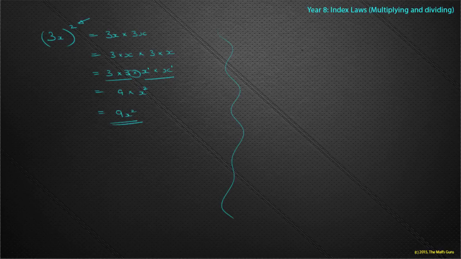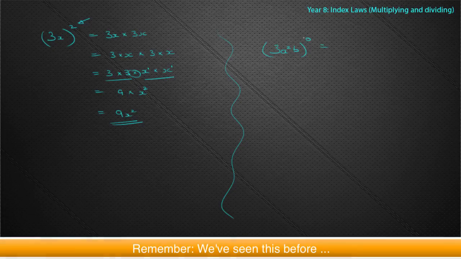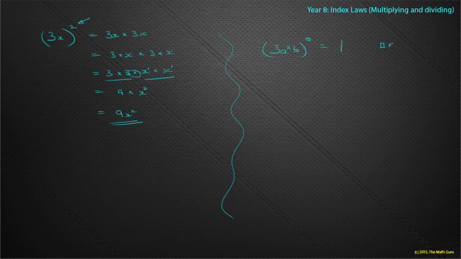Should we throw in a trick? Absolutely. Let's have 3a squared b in brackets to the floaty 0. Wonder what that means. Hold on! Alert! Trick! Big fat trick alert! What do we know anything to a floaty 0 is? Abso-positive-alutely. Anything to the floaty 0 is 1. Big fat trick. Anything to the floaty 0 is 1.